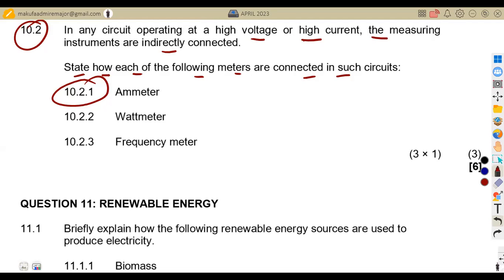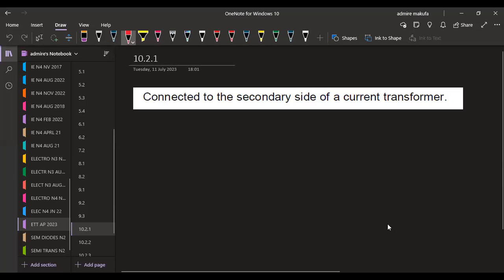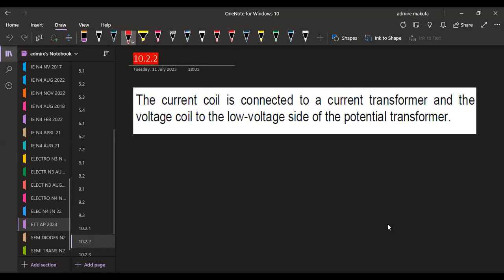All right, so the first part that we are given is an ammeter. For an ammeter, the connection is going to be to the secondary side of a current transformer. So this one is connected to the secondary side of a current transformer.